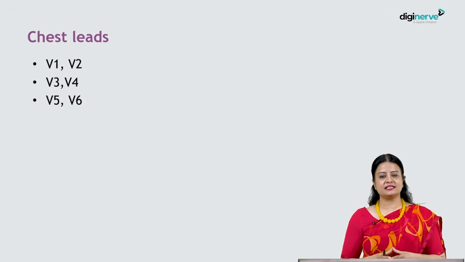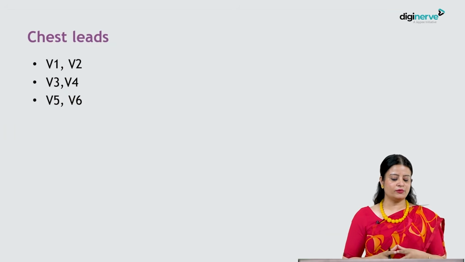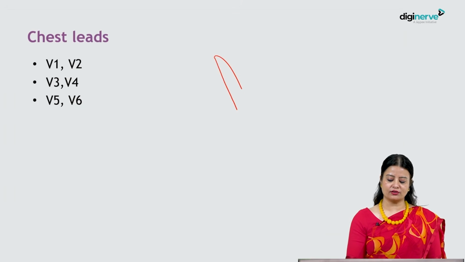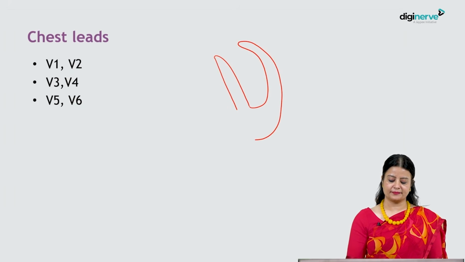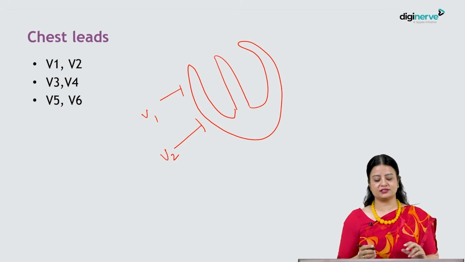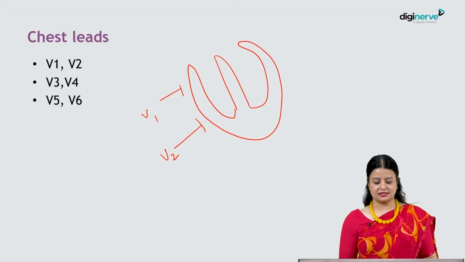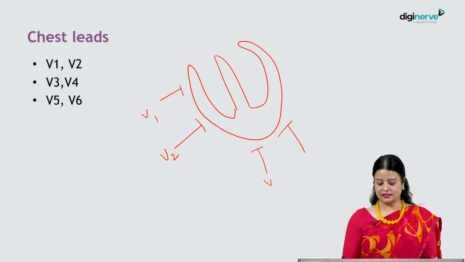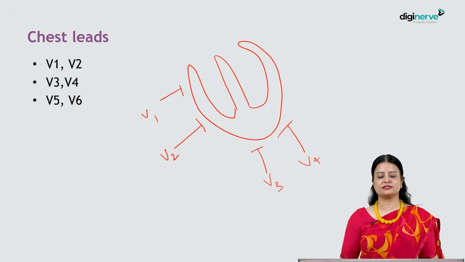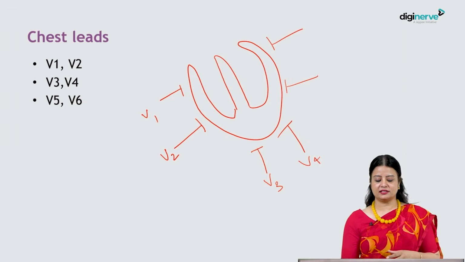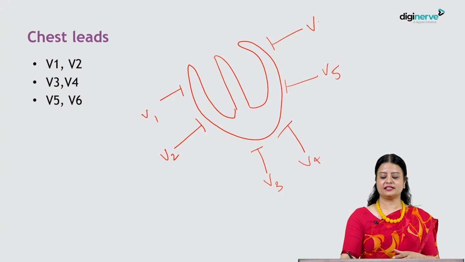Coming over to the chest leads, there are 6 chest leads, V1 to V6, out of which V1 and V2 are called the right-sided chest leads, since they are looking into the right ventricle. The leads which are looking at the inferior border of the heart are called the inferior chest leads, V3 and V4. And the leads which are looking onto the left ventricle are called the left-sided chest leads.